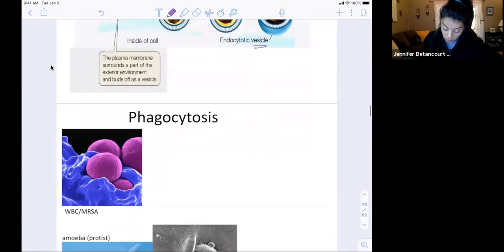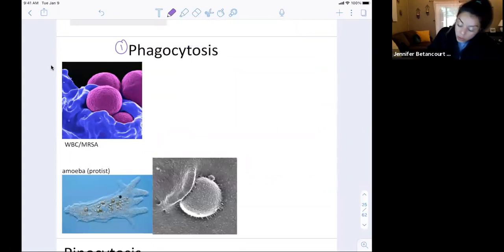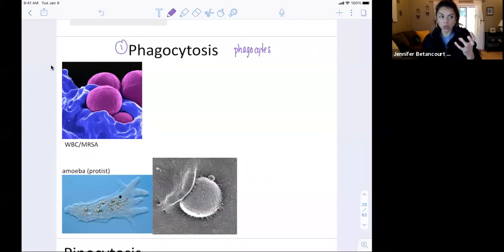Okay. And so there's different types of endocytosis. So one very common type of endocytosis is called phagocytosis. And these are going to be mainly used by cells called phagocytes. And so you may already know this, that phagocytes really are a way to kind of ingest or engulf exterior material and get rid of it.